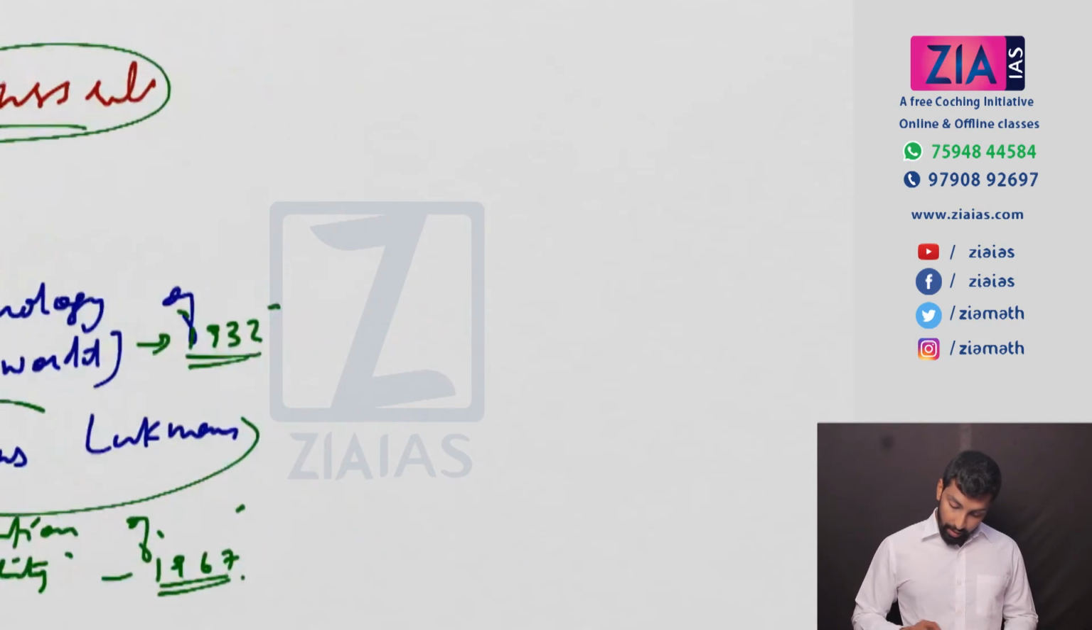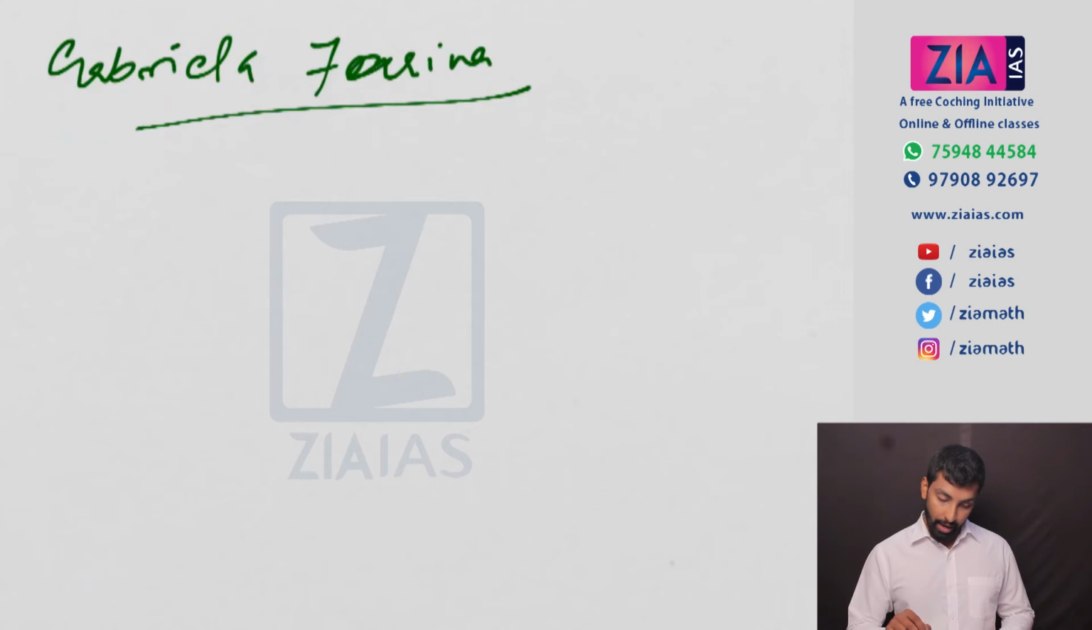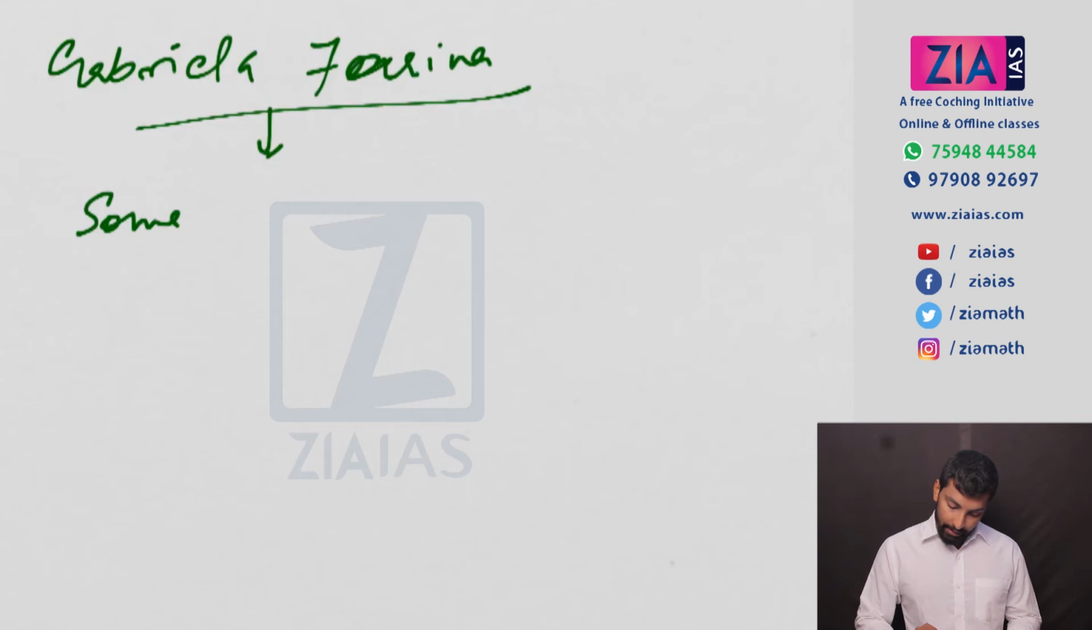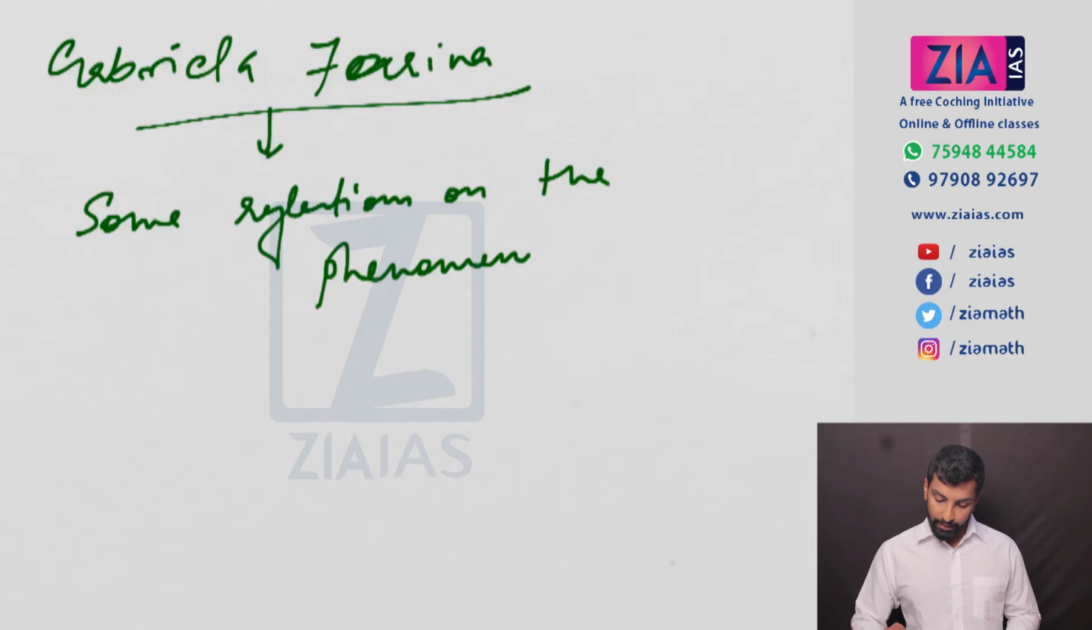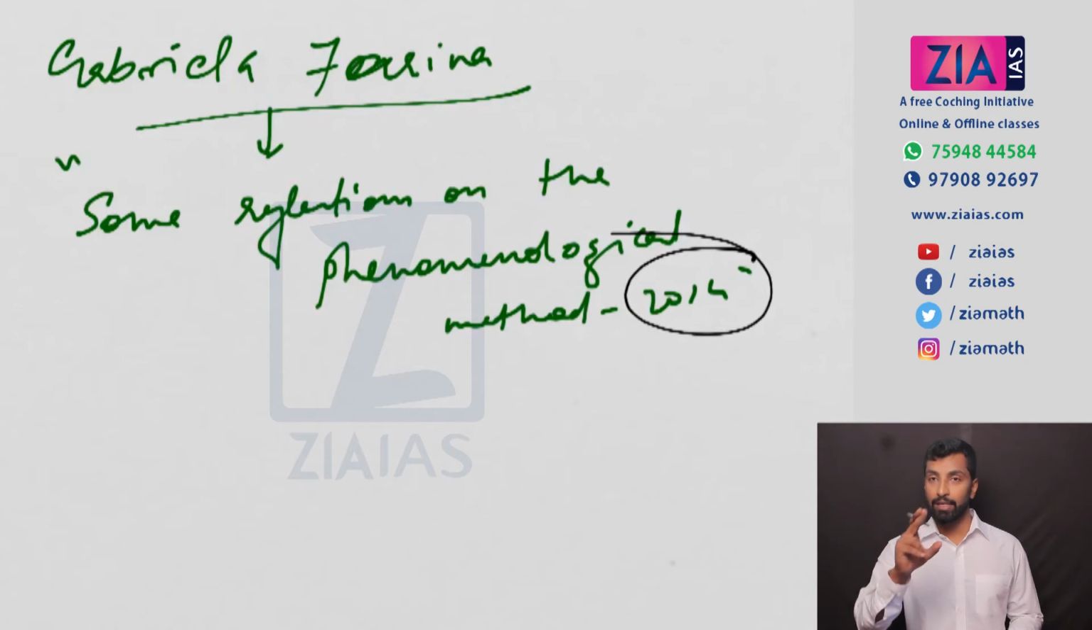Now when you discuss phenomenology, one more thinker you can write about is Gabriela Farina. This is a recent book: Some Reflections on the Phenomenological Method, the year is 2014. If you write the name of the book and the statement, it will be a very good value addition for you. You'll get good marks if you are able to write this, because that means you are reading new books. You just need to know one statement.